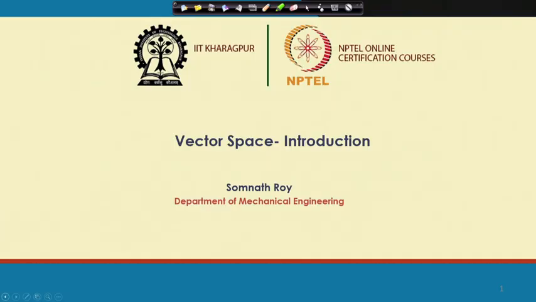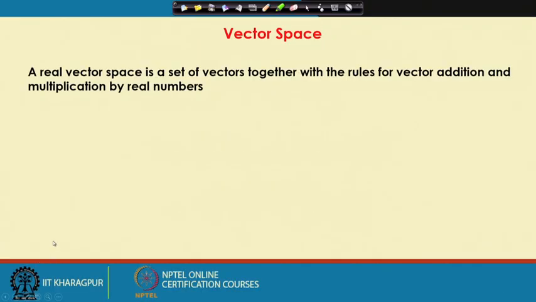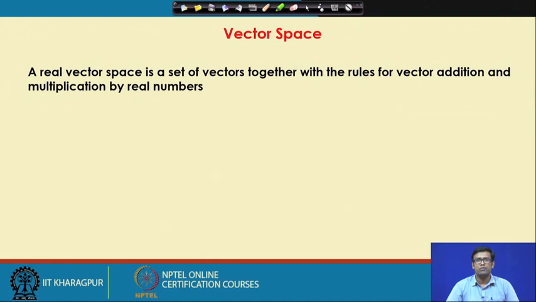So, what is a vector space? A real vector space is a set of vectors together with the rules of vector addition and multiplication by real numbers. That means there will be a number of vectors and we can add those vectors, we can multiply a vector with a coefficient, and then also we can add the vectors multiplied by a coefficient with another vector, and the resultant vectors will also lie on that particular space.